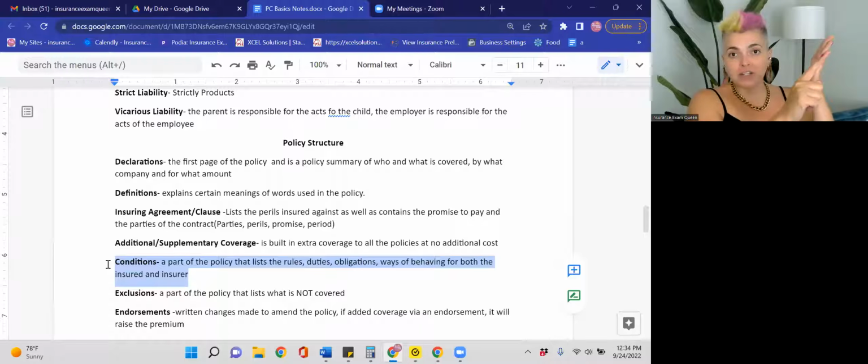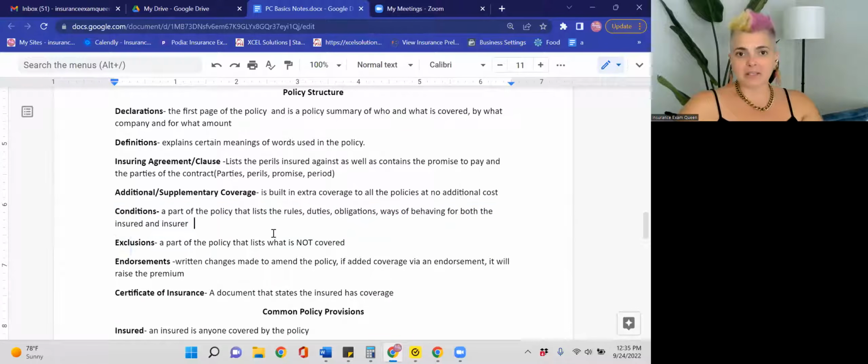They have to call the insurance company within this amount of time. They need to get a statement of what's missing. They need to cooperate. They need to communicate. They need to get a 911 if it's a hit and run. The conditions are how to behave after an accident, how to cooperate with the insurance company. Conditions are the rules, duties, obligations, and ways of behaving as part of the policy.